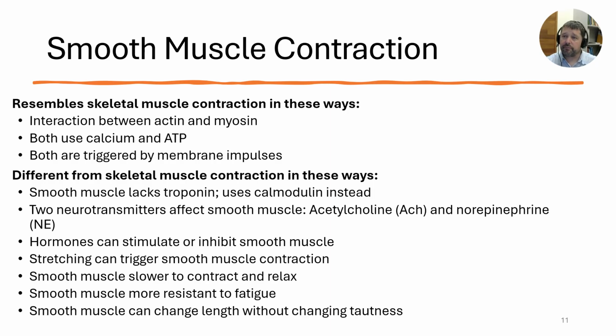Okay. Next time out, we'll talk about the last type of muscle, cardiac, and a few other things like diseases and disorders.